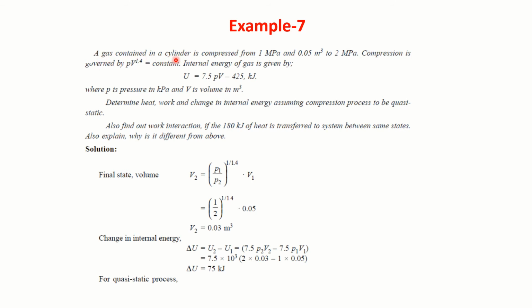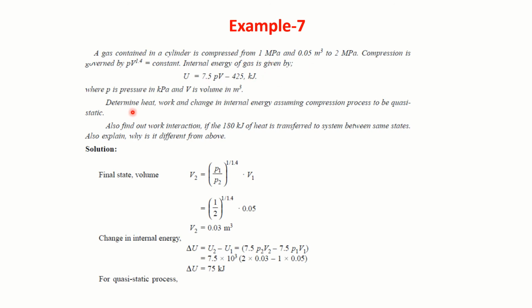A gas contained in a cylinder is compressed from 1 megapascal and 0.05 meter cube. That is, you consider this as P1, this you consider as V1, to 2 megapascal, that is P2. Compression is governed by PV to the power of 1.4 equal to constant. Using this, we have to find out the final value. Internal energy follows this equation.